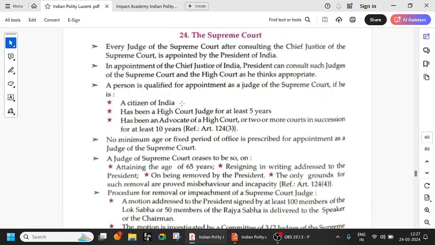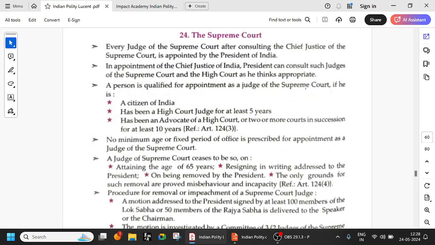First thing is a citizen of India, has been a High Court judge for at least 5 years, or has been an advocate of a High Court or two or more courts in succession for at least 10 years. Try to remember these things because they are sometimes asked in questions. Citizen of India, you can just look at the answer and say that's not the problem. So remember this: if you want to be a judge of the Supreme Court, you have to have been a High Court judge for at least 5 years.